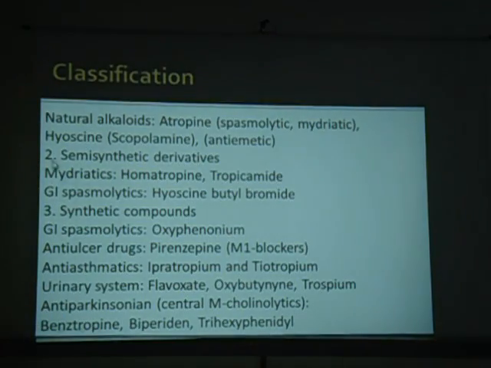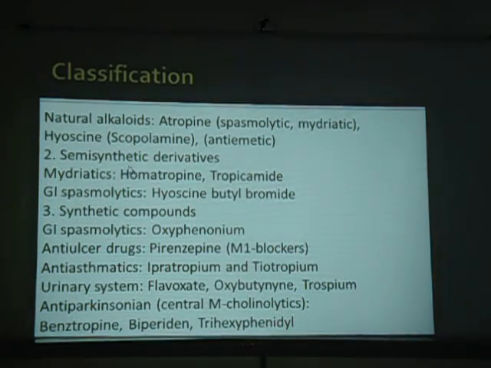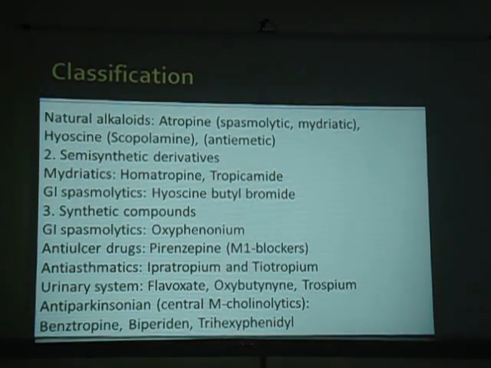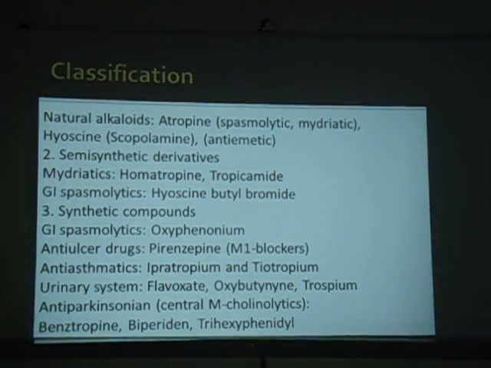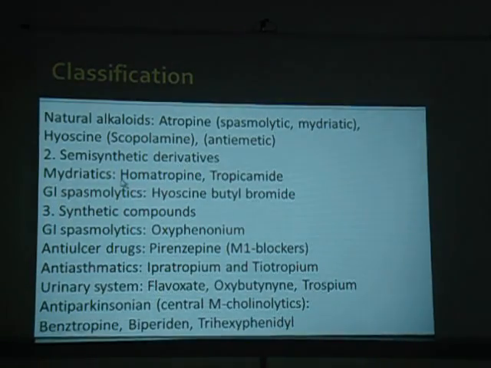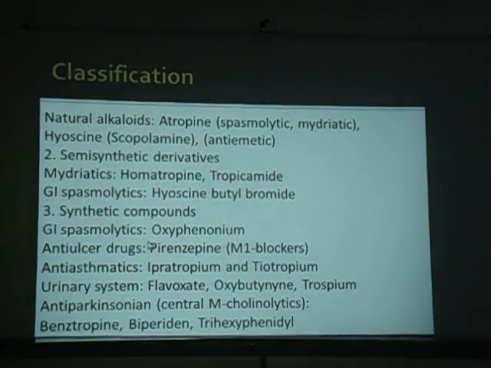Semi-synthetic derivatives of them are the mydriatics. Homatropine we use in ophthalmic examination, and also for fundoscopy we use homatropine and tropicamide. Why? Because atropine topically has a very long action, whereas for systemic action it lasts 4 to 6 hours. That's why we have these semi-synthetic derivatives which are shorter acting and serve our purpose. GI spasmolytics: we have hyoscine butylbromide. Among synthetic compounds we have the GI spasmolytic oxyphenonium.